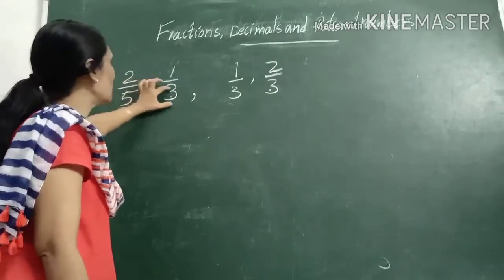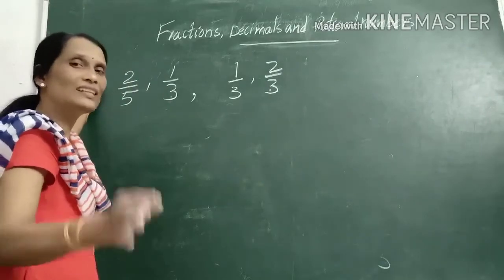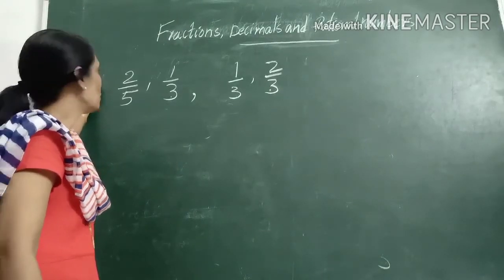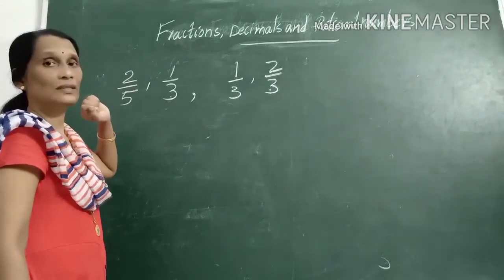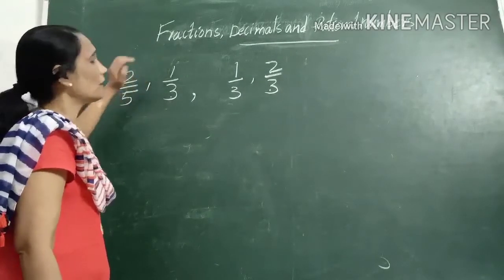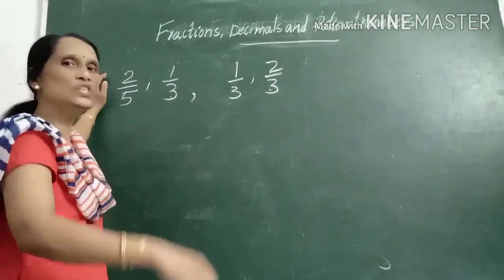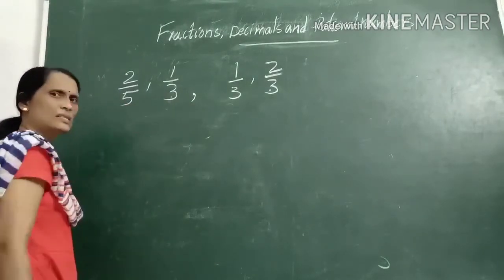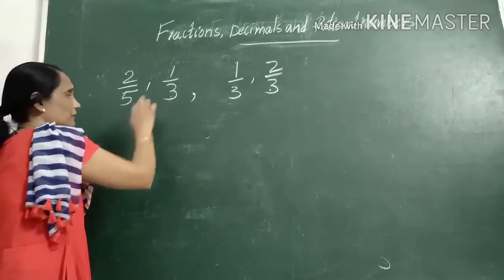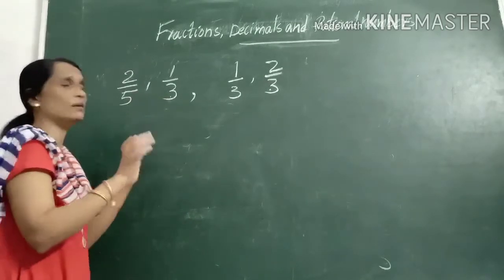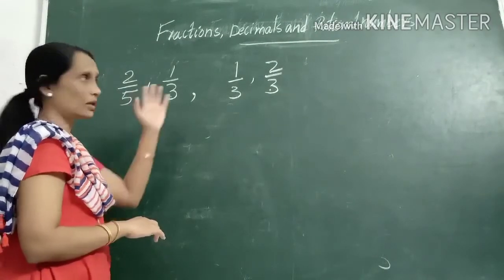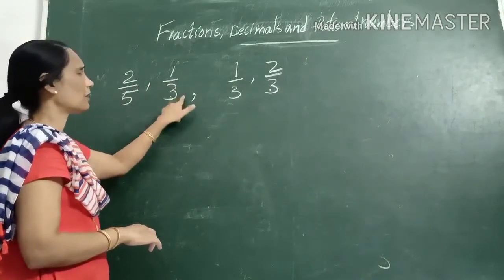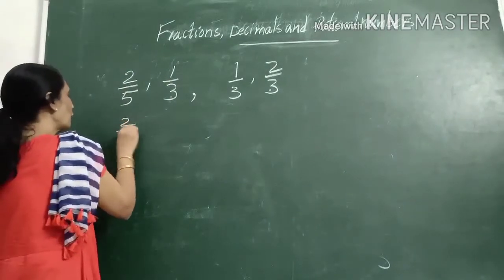When the denominators are not the same, first of all you have to make the denominators equal. Then you can compare them. So find the LCM and then change both fractions, making the LCM their denominator. What is the LCM of 5 and 3? There are no common factors, so the LCM is just the product. You multiply 5 by 3, and 3 by 5.